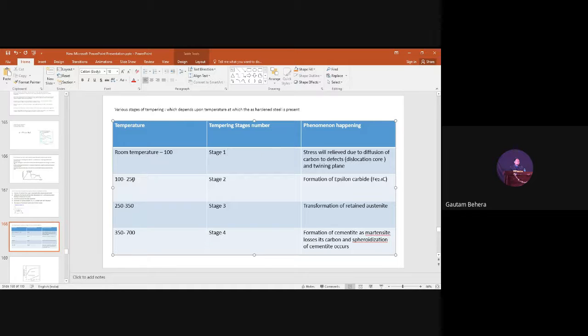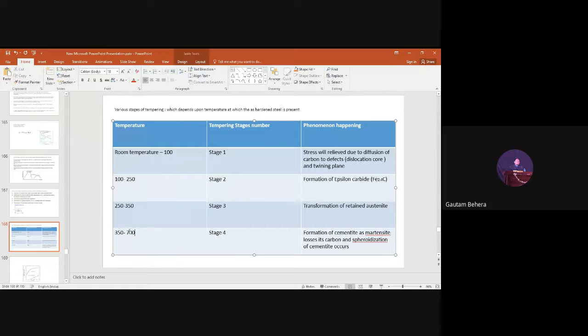Then when the temperature is 100 to 250 degrees centigrade, it is called stage 2 tempering. Stage 2 tempering is what? Epsilon carbide will form, Fe2.4C, a cementite kind of thing. Then if you raise the temperature more and more, like 250 to 350, stage 3 tempering will occur. Transformation of retained austenite will take place. So retained austenite, which is present in as-hardened steel, will transform into pearlite, ferrite, or bainite, depending upon the temperature and composition of the carbon.